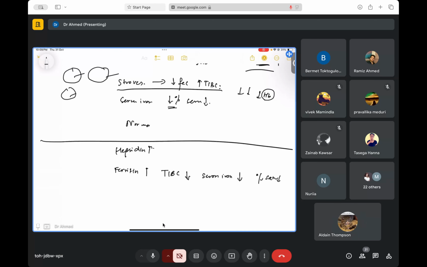Okay, so what would happen to the level of protoporphyrin?